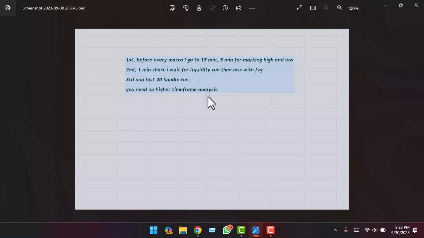I don't care about the high time frame, where the market would like to go. I don't care about anything. I will just wait for the liquidity run and then the market structure shift with a fair value gap. If I see a fair value gap, I will take my entry over there. If I take a loss, I will take it. I will wait for the next macro.